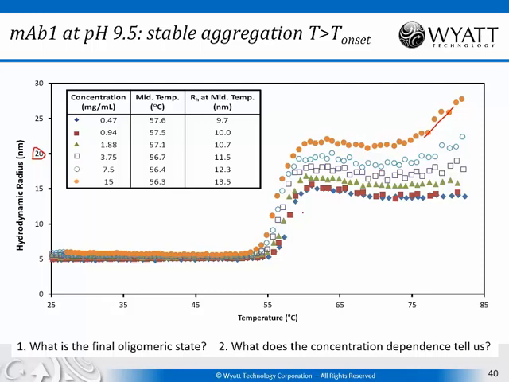Now, when we see a transition like this, instead of specifying the onset, which is where the transition begins, we can also specify a midpoint temperature, which is more akin to what you would assess with, say, differential scanning calorimetry. And those can be quantified as well for each of the different concentrations. And we see again that there's a little bit of a difference in the midpoint temperature depending on concentration.